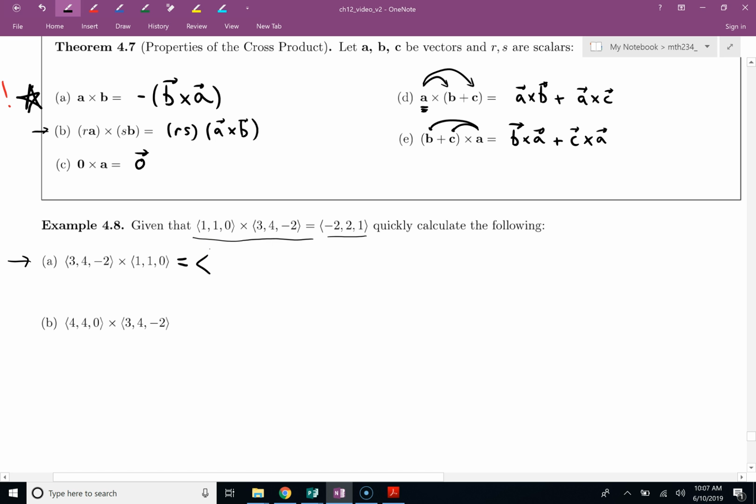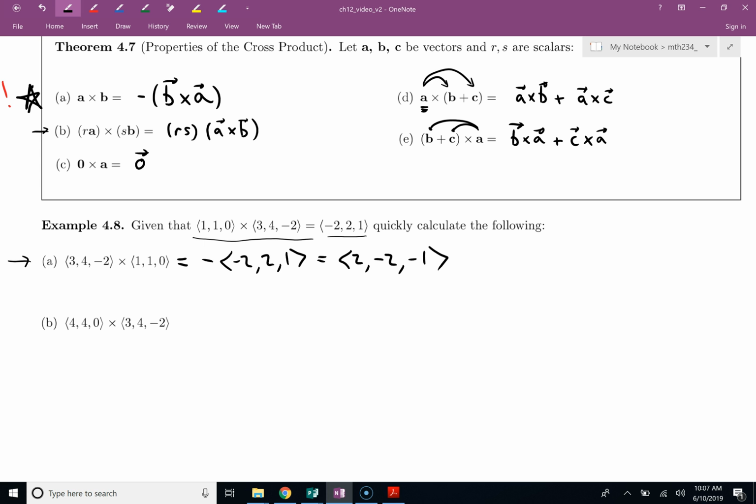So the claim is these will be off by a negative sign. So instead of it being -2, 2, 1, it's going to be the opposite of that, -(-2, 2, 1). And we can distribute this negative throughout. And so we're going to get +2, -2, -1. So that's going to be the answer for part A here. Basically, the only difference is that we've swapped the order. And remember, with the cross product, it doesn't give you the same answer like it does in darn near every other multiplication that we've seen.